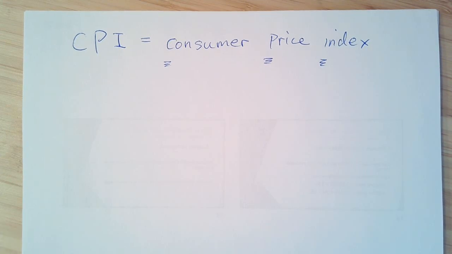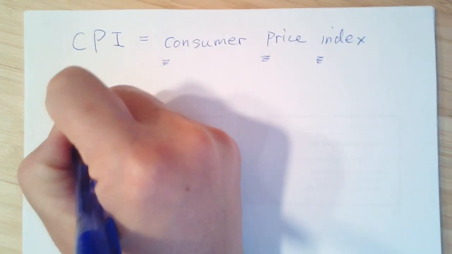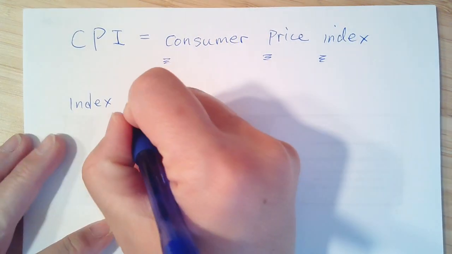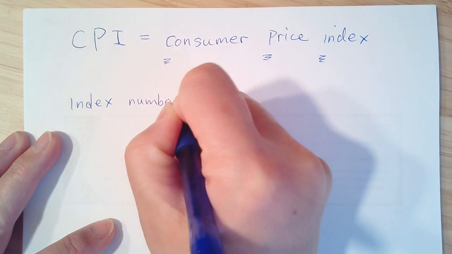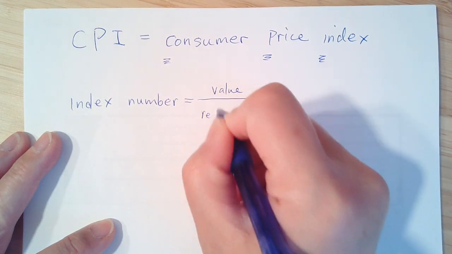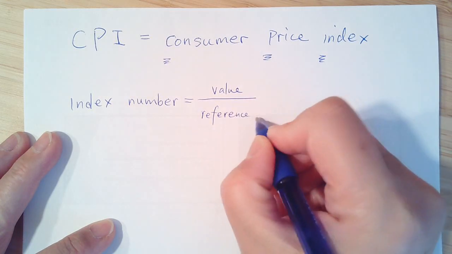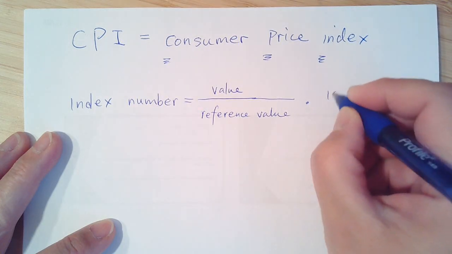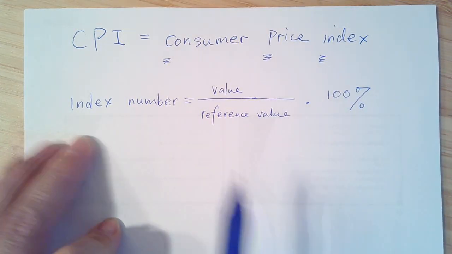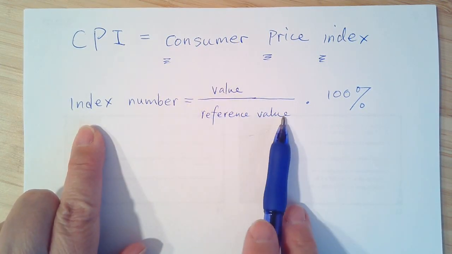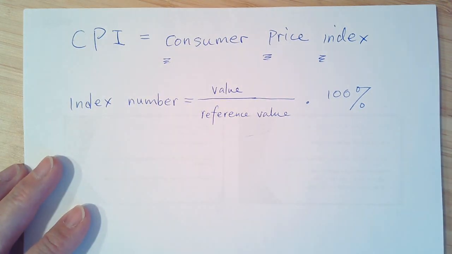All right, now before that, let's talk about the index number. Index, like a stock price, which you've heard a lot. What is the index? The index number has a formula: the value over the reference value, then multiply by 100%. The value and the index number have a one-to-one relationship. The reference value, you have to decide earlier, or it will be given.